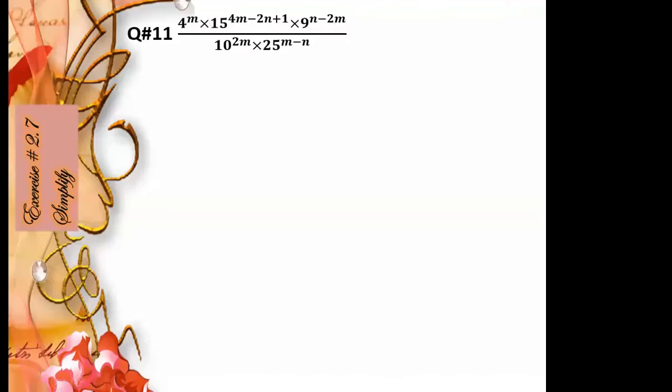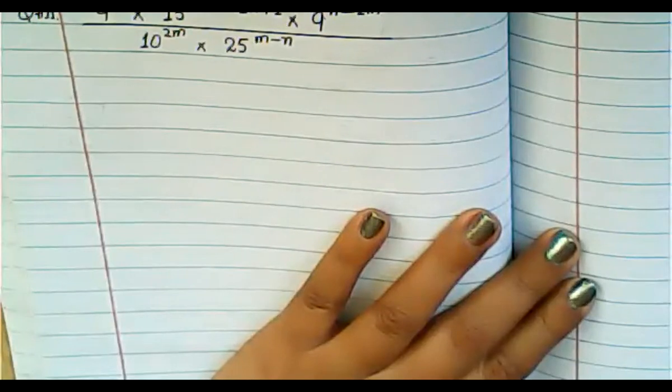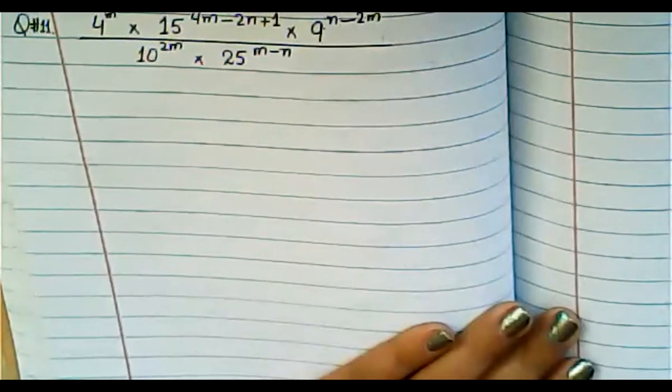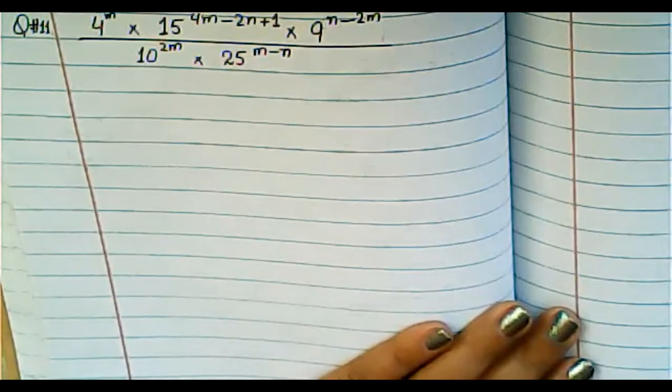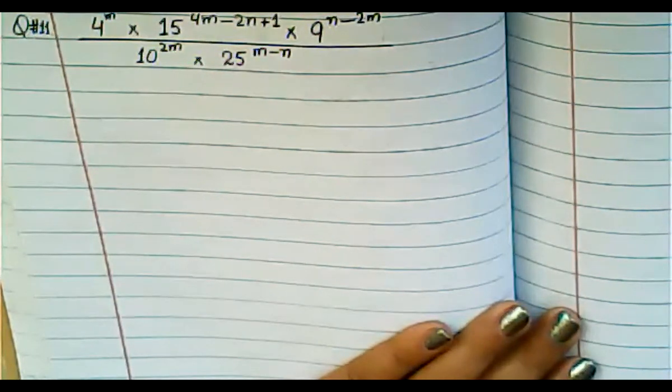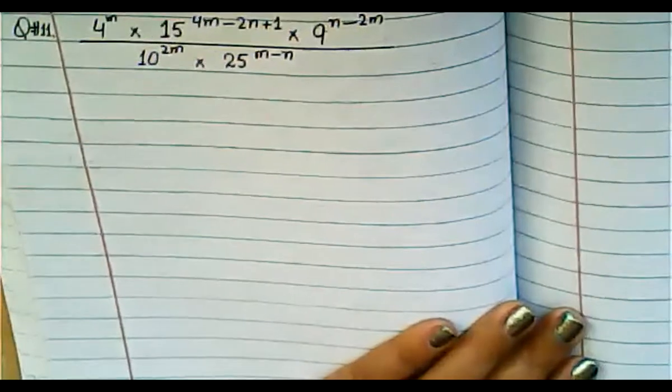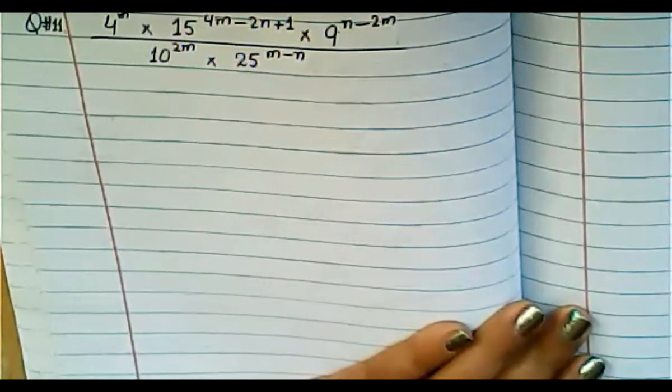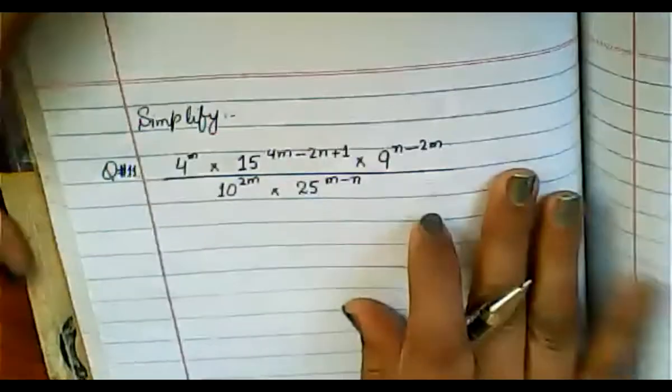This is question number 11 from exercise number 2.7, and obviously I'm going to explain it with video. You have to do this work in your copy, but not right now. Just listen to me. You have to solve this question in front of me, so do not try to solve it before me. I would like to see how you are solving this question. Please do not solve. Just listen to me.